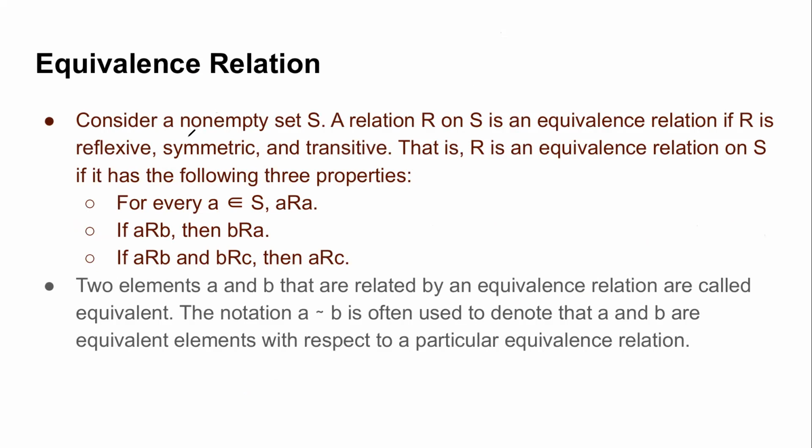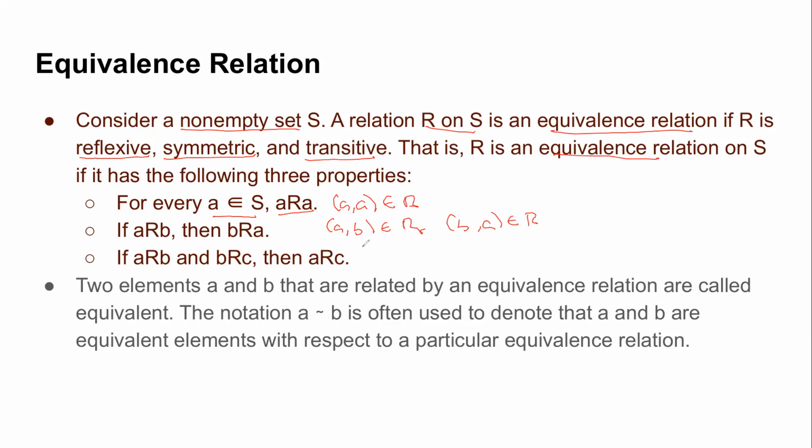So given a non-empty set S, a relation R on S is said to be an equivalence relation if it is all three of them. It's a reflexive relation, a symmetric relation, as well as a transitive relation. What we mean is relation R is an equivalence relation if for every element A in S, A is related to A, or we have ordered pairs of the form (A, A), and if there is an ordered pair (A, B) in R, then its inverse should also necessarily be in R.